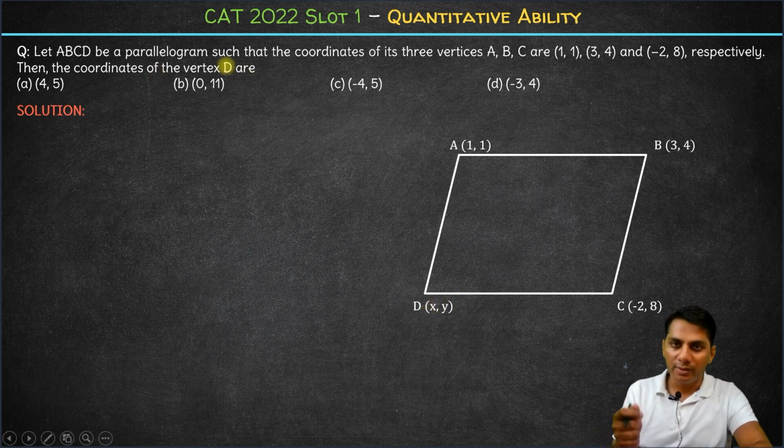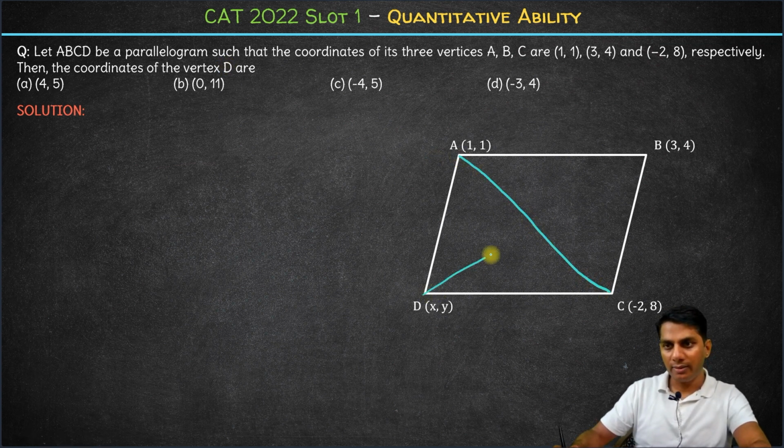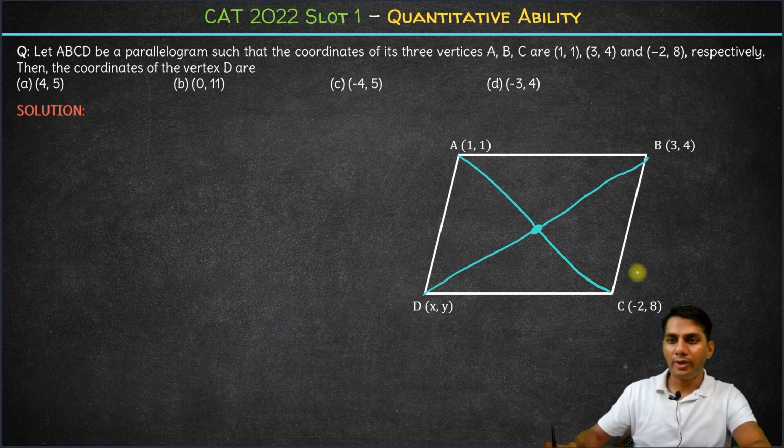Now there is a very simple property for a parallelogram. In a parallelogram, the diagonals bisect each other. So if you join AC and if you join BD, the midpoint of AC will be the same as the midpoint of BD because they bisect each other. Okay. So now what is the midpoint of AC?